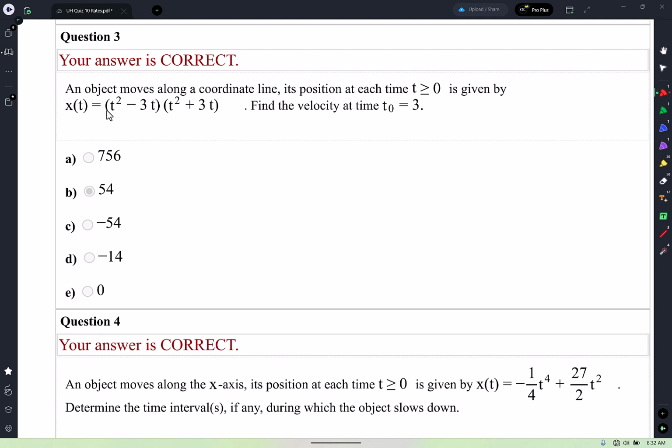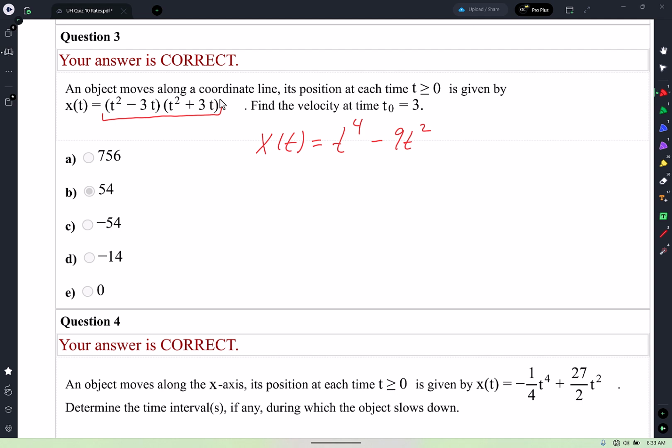All right. You can, if you want, do product rule, if you want. What do you notice, though? Do you guys notice something? The difference of squares. So you can make life easier and do this. t squared times t squared, that's t to the fourth. 3t times 3t, that's going to be minus 9t squared. See?